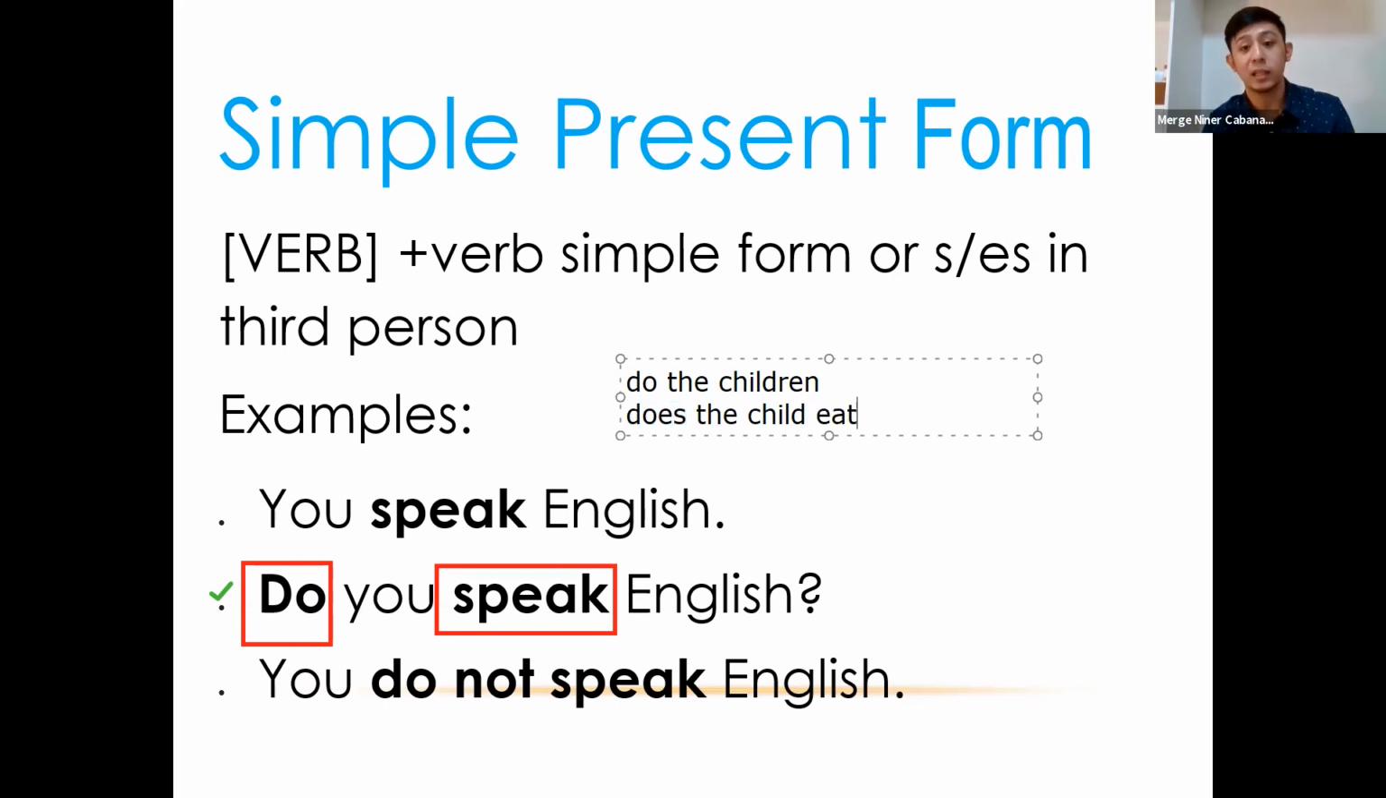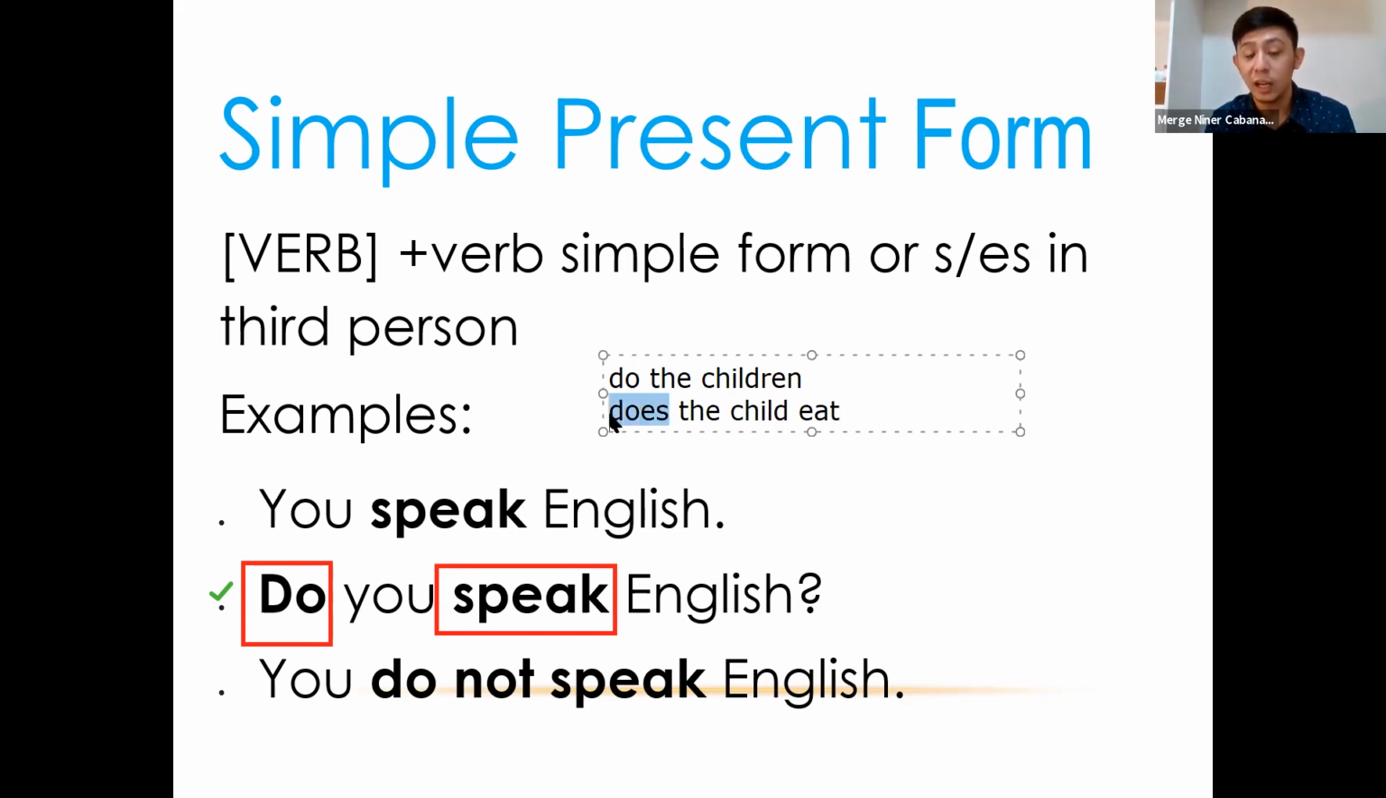So it's correct because it is in the infinitive form. This word already has the ES, so you don't have to add S here anymore. That will be wrong, okay? So, does the child eat vegetables, for example, to complete our sentence here?